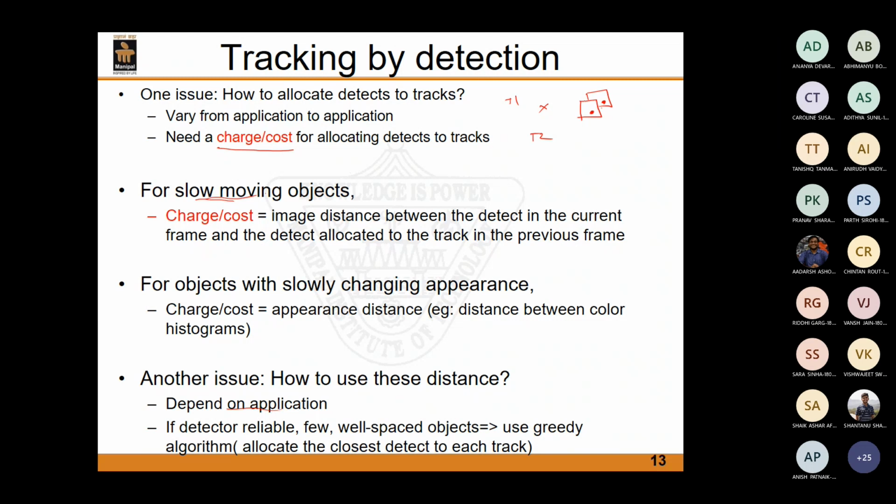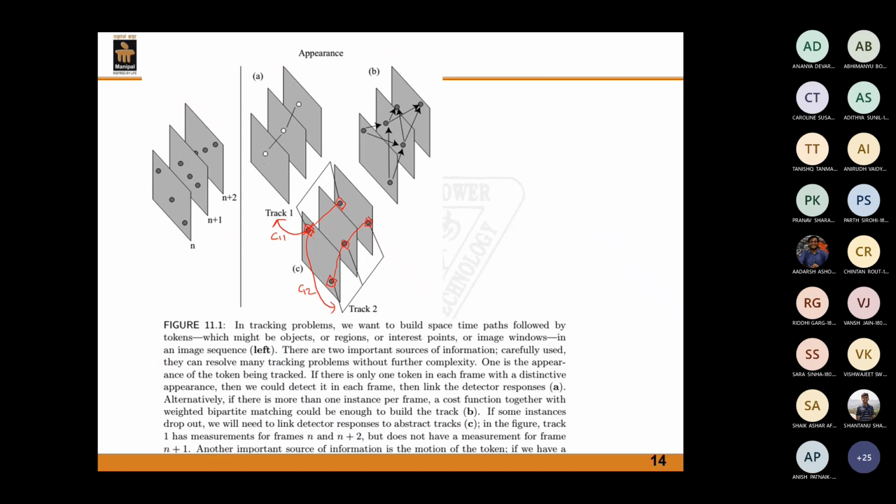Okay, so this method of tracking by detection works only if you have a strong, reliable detector that is able to detect the responses in each of the frames. And then what you do is you just try to connect them together to form the path. So that is the basic working principle of tracking by detection.